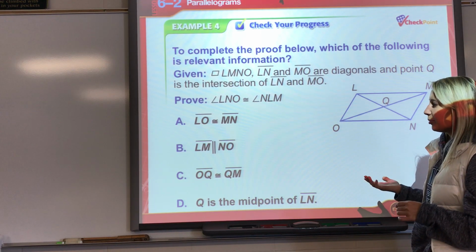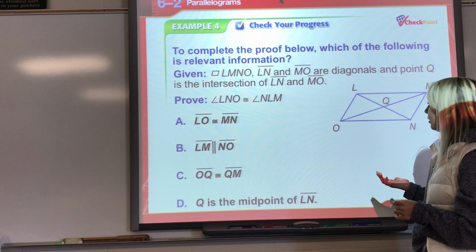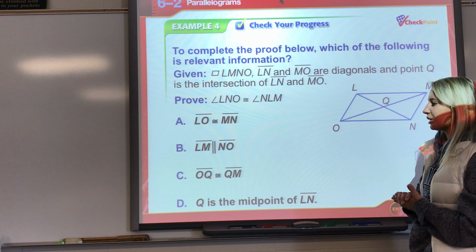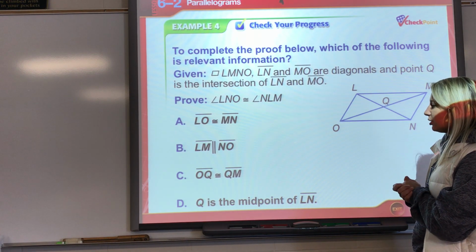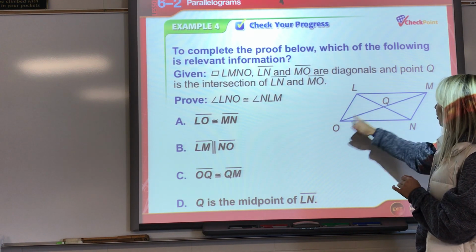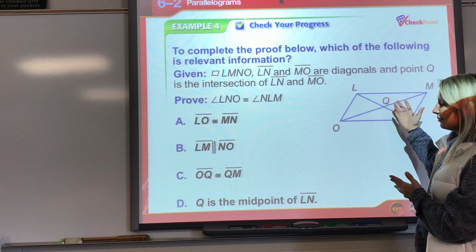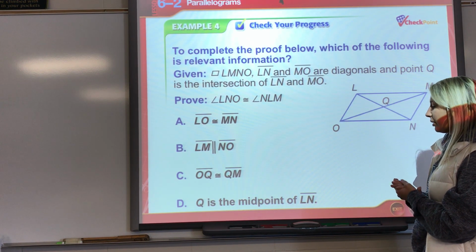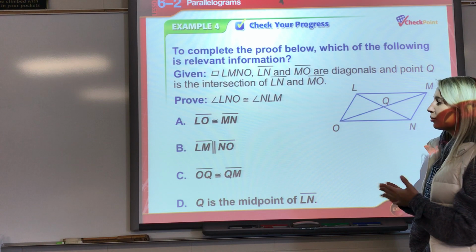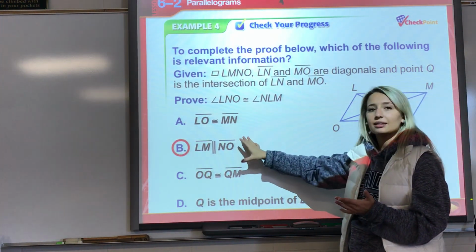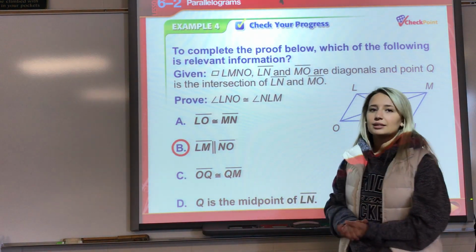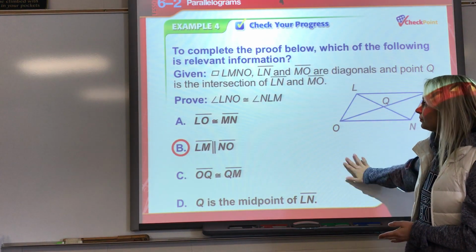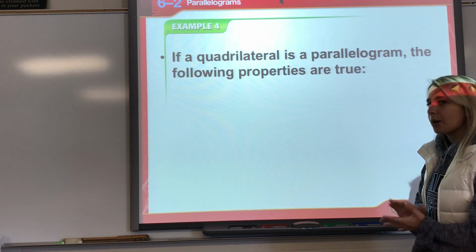Option B tells us that LM is parallel to NO. They absolutely are. That might be an option. And it says OQ is congruent to QM, or Q is the midpoint of LN. Honestly, the most relevant thing here is saying that these two lines are parallel, and that's in the definition of the parallelogram.